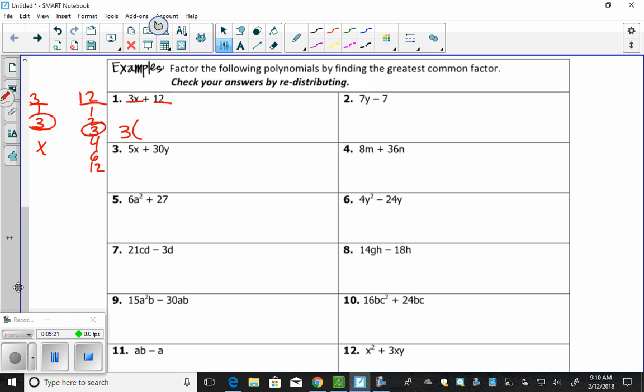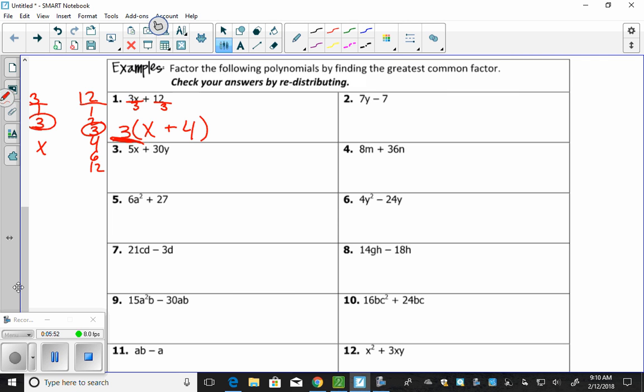To figure out what goes inside the parentheses, you divide the first and last term by the number you pulled out. So what is 3 divided by 3? 1. x. There's nothing to divide x by, so it's just 1x. Plus, what's 12 divided by 3? 4. That's my answer.